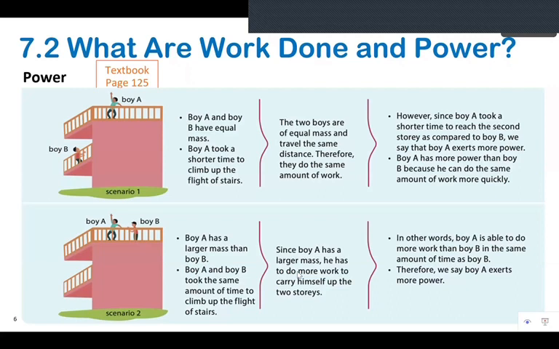So work done is force times distance. As the force increases, the work done increases. So the amount of work done by boy A is more than the amount of work done by boy B in the same amount of time. So again, we say that boy A has a higher power than boy B because he can do more work in the same amount of time than boy B.